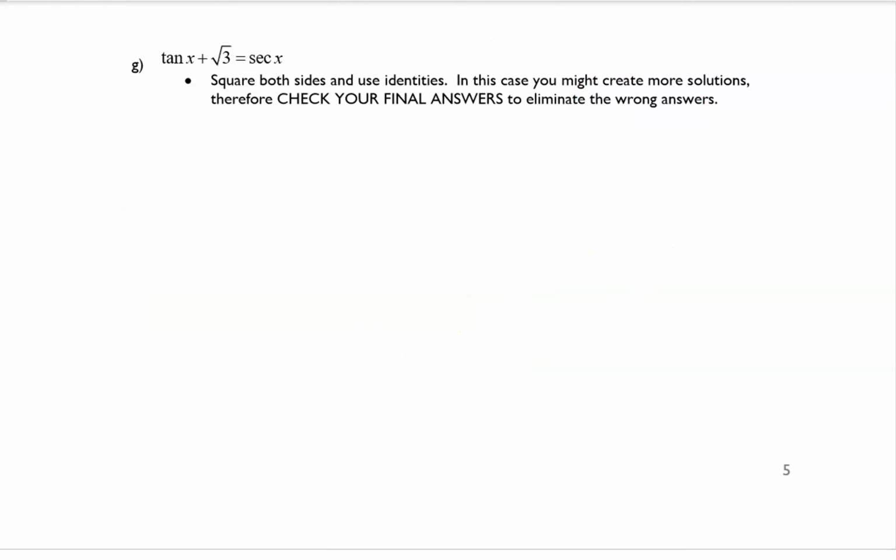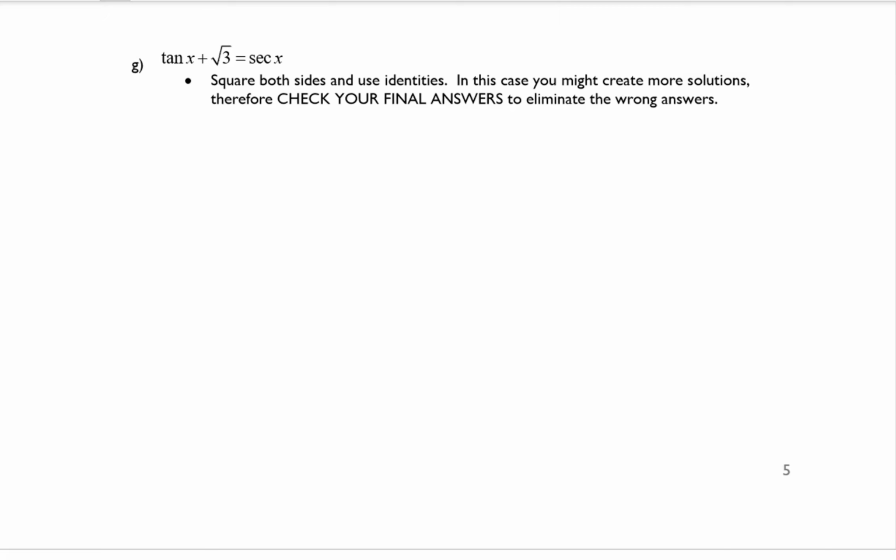Example G says tangent of x plus the square root of 3 is equal to secant of x. The hint tells us to square both sides and to use identities. In this case, we might have created more solutions, therefore we want to check our final answers to eliminate the wrong answers. And sometimes that happens when you square both sides as a technique of solving these.